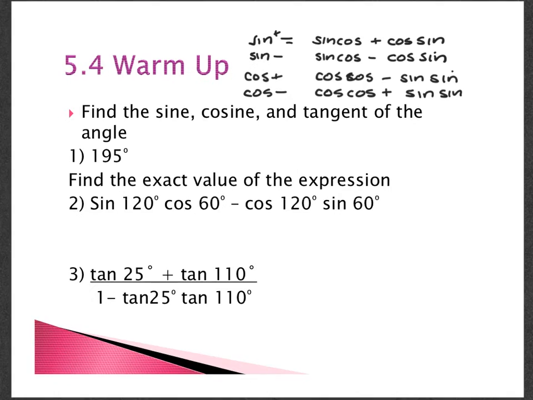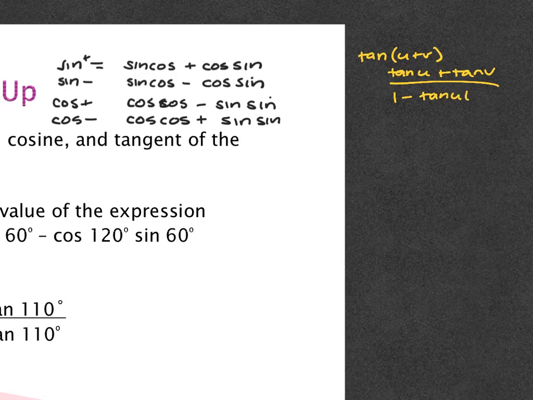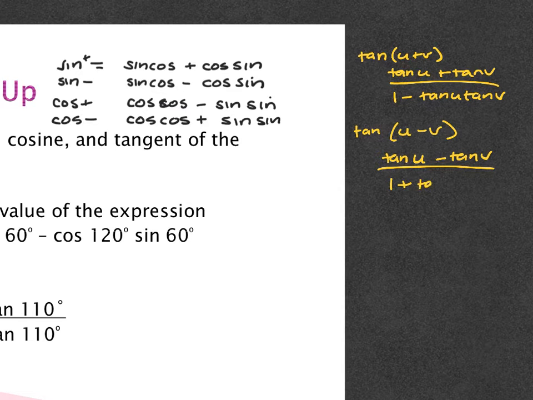And then if it's tangent, and let's say it's u plus v, then it's tangent of u plus tangent of v. So the sign in the top matches. 1 minus tangent of u, tangent of v. And if it was tangent of u minus v, then it's tangent of u minus tangent of v over 1 plus tangent u, tangent v. So all that you want to have memorized.